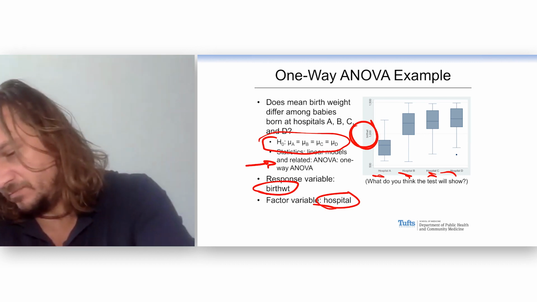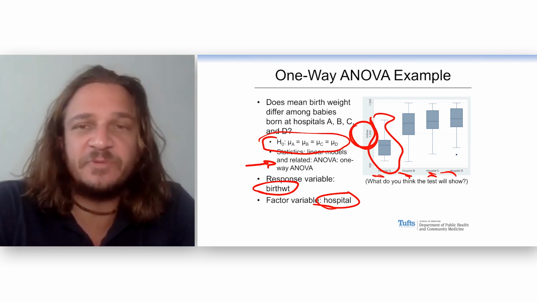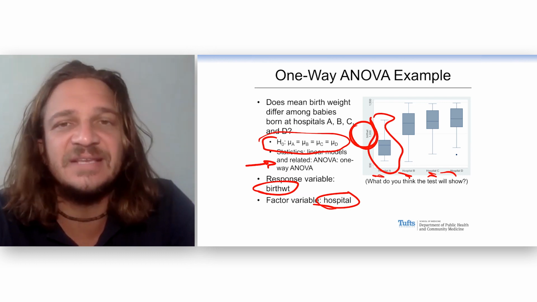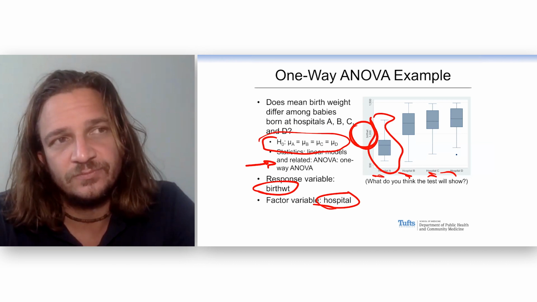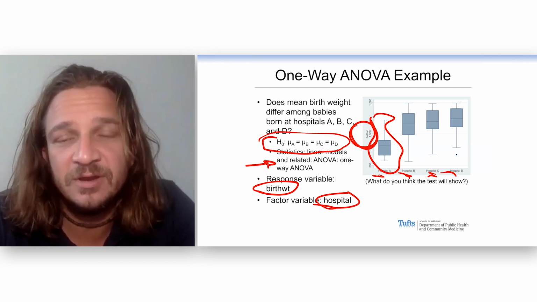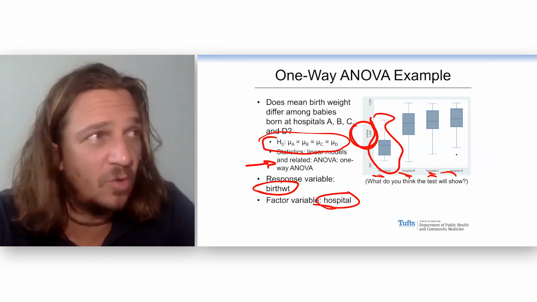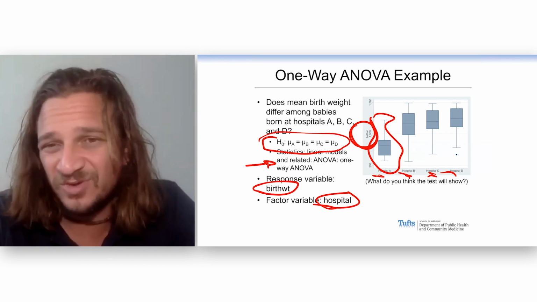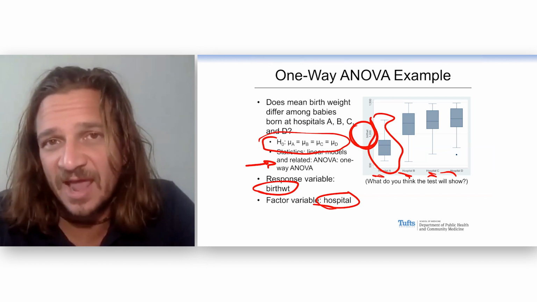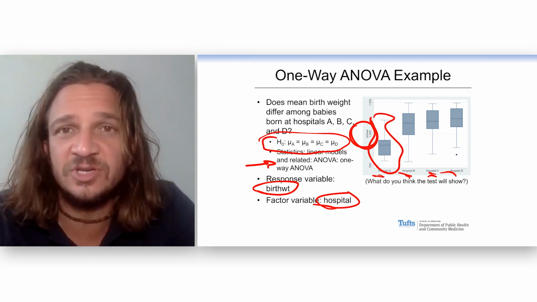Well, hospital A looks lower than hospitals B, C, and D. And I might even add, those look about the same. So hospital A looks lower than B, C, and D, which don't look to differ between. Right? Now, can you write that up to the New England Journal of Babies?